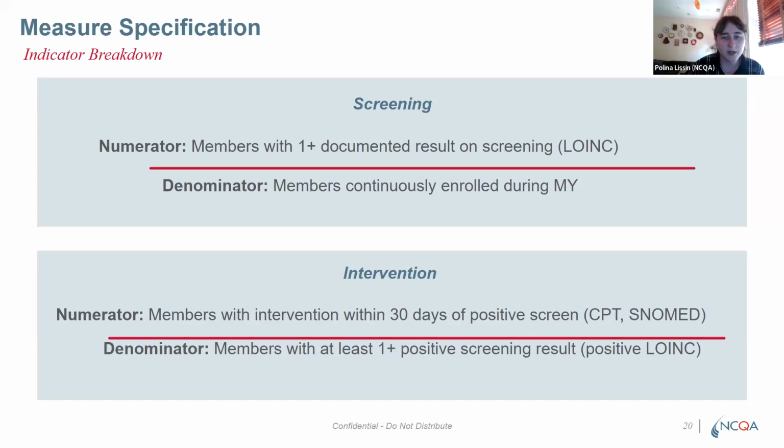In indicator 2, an intervention indicator, it captures members with at least one positive screen result via the LOINC code. And the numerator captures members with an intervention that is tracked to an administrative source, such as a CPT code. So ultimately, intervention indicators assess, out of those who screened positive for a social need, what percent received a corresponding intervention within 30 days of the positive screen. Next slide.